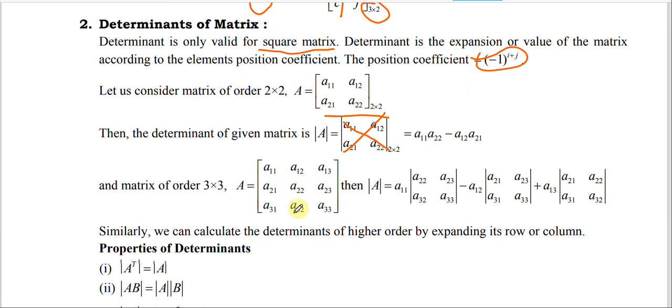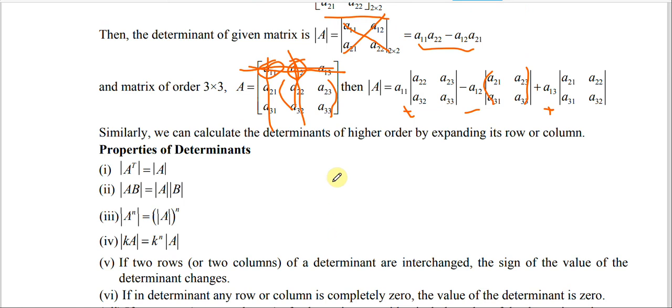If 3 cross 3 is there, then this multiplied by, we will cancel this term and find the 2 cross 2 matrix same like this above, and then we will take this minus this second term, so this will be cancelled and remain a21 a23 a31 a33. Likewise here plus minus plus, no? I think you know this.